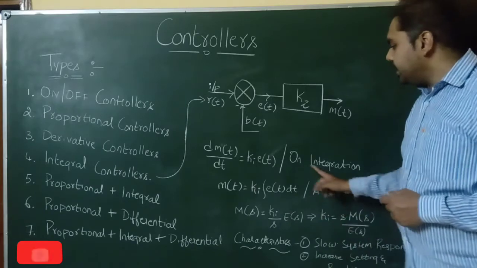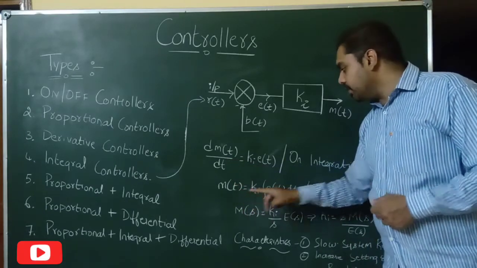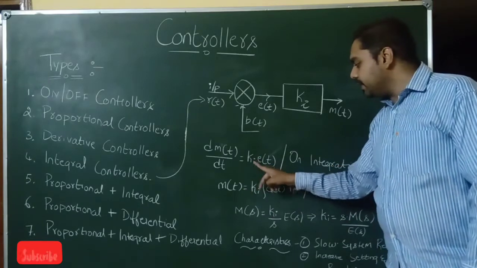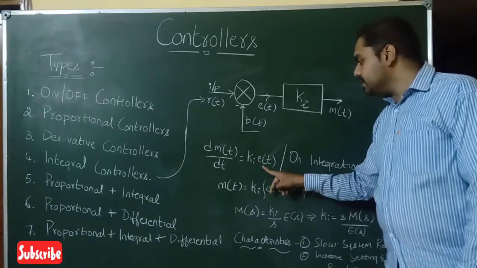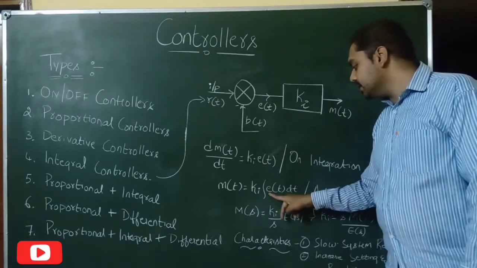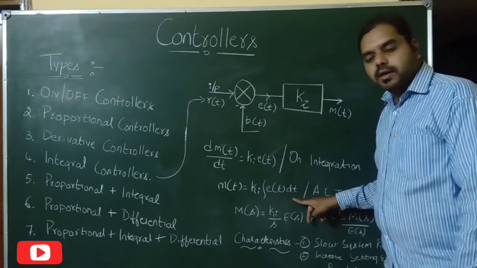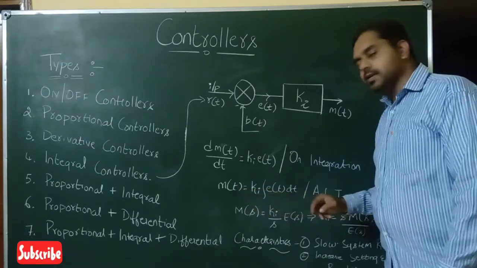Now on integrating this equation, the LHS turns out to be m of t. This is equal to, on the RHS, ki, since it is a constant, we will not be applying any integral to it, and e of t is the error signal, which changes with respect to time, hence we will be integrating it with respect to time dt. Now on integrating, we will get this expression.